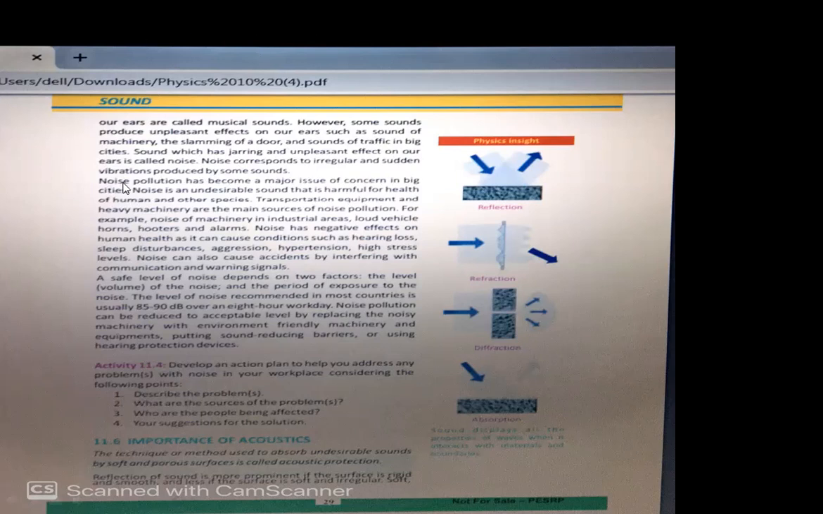Noise pollution has become a problem. Any pollution is something which harms your ears, which harms your health. Anything which harms your health is called pollution. So noise is one kind of pollution. We have so many types of pollution, like noise pollution, air pollution. But in this article, we are talking about noise pollution.